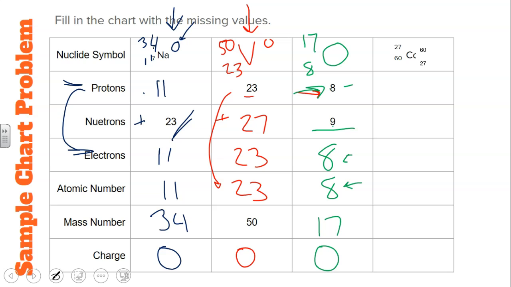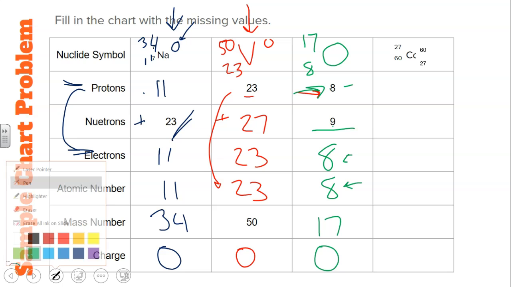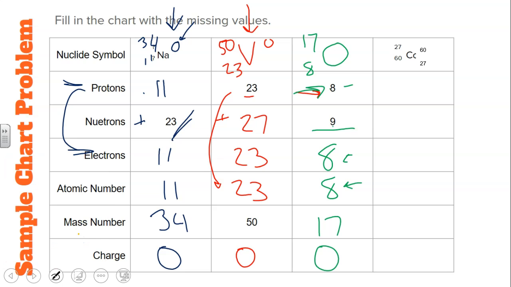Okay, so now in the last column here, we're given a nuclide symbol and nothing else. Now we're going to fill out the column based on the nuclide symbol. So we can see that in the atomic number position, we have 27 protons. And then if we subtract the two, 60 minus 27, that's going to give us 33 neutrons.